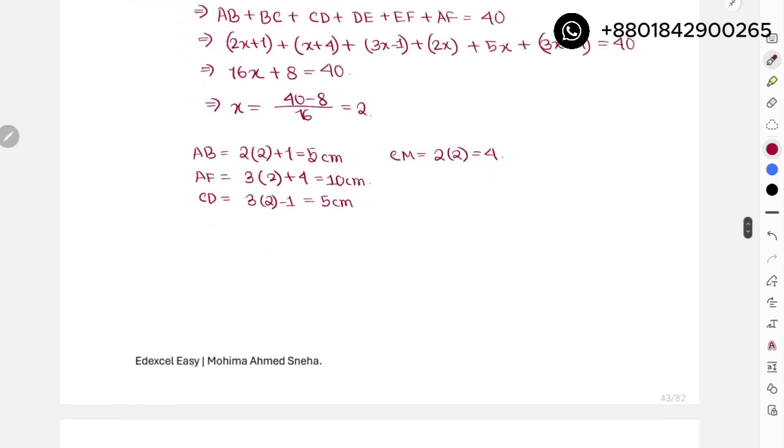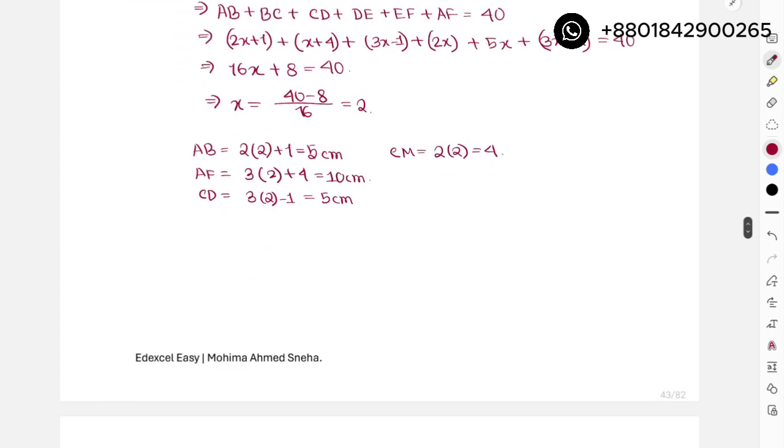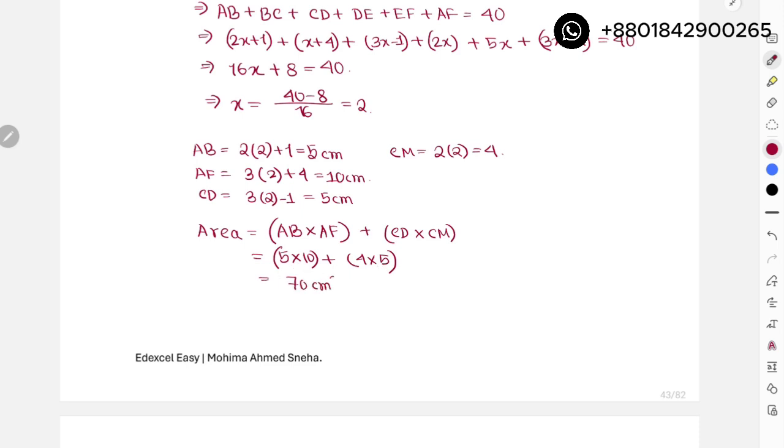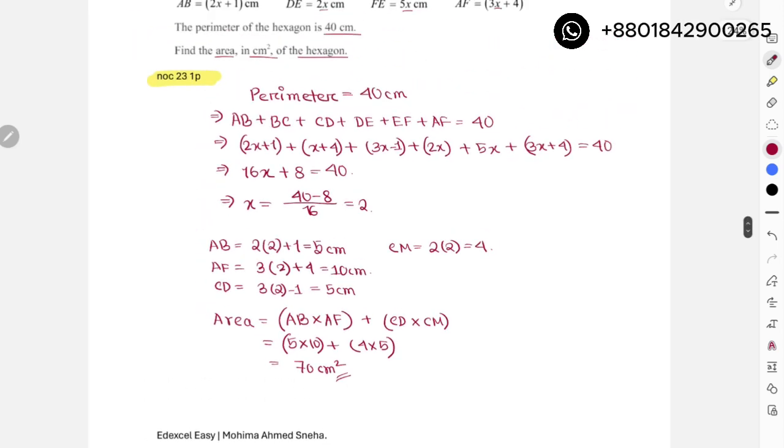Yeah, I mean, this is it. Then after this, I'll just have to find out the area. So area of that entire structure is going to be just AB multiplied with AF, and we have to add this with CD with DE. So you get 5 with 10 plus 4 with 5. So you have 50 plus 20. That's 70 centimeters square, right? And that is your final answer for the area.